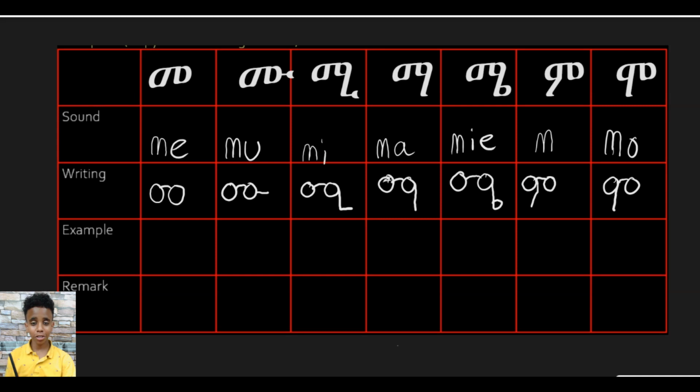You can congratulate yourself again because you now know how to write these Tigrinya letters. And now it's time for me to give you examples with each of these letters. Our first example is going to be made up of the letter me.